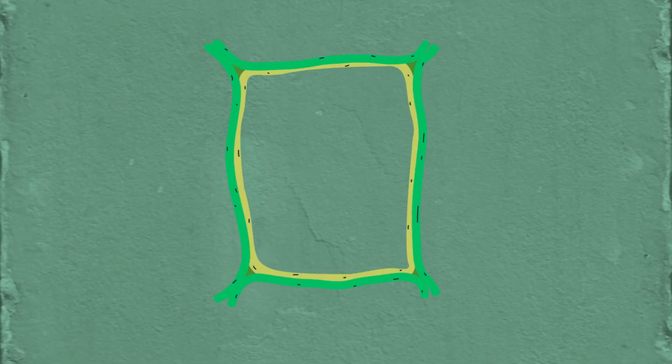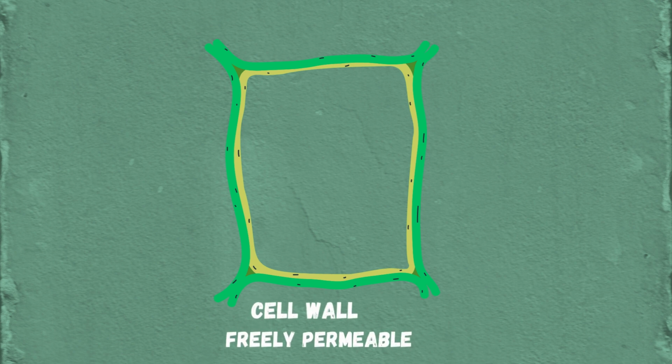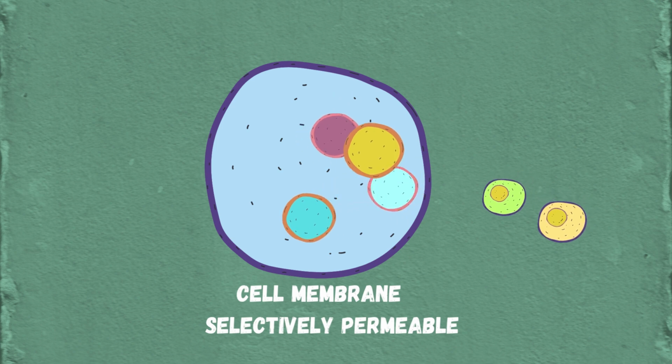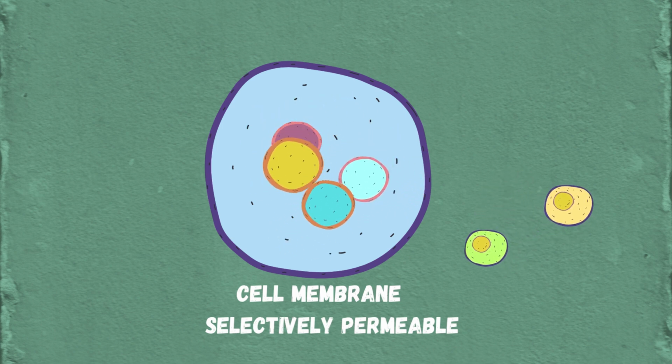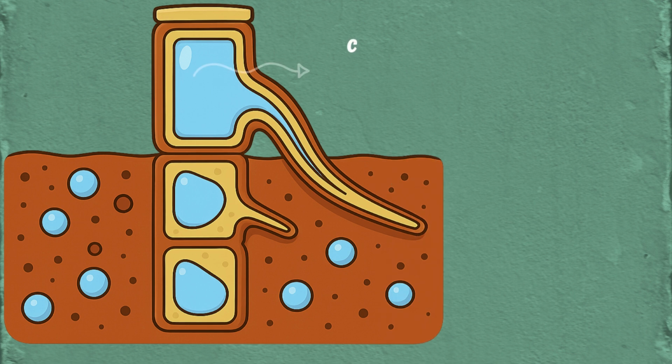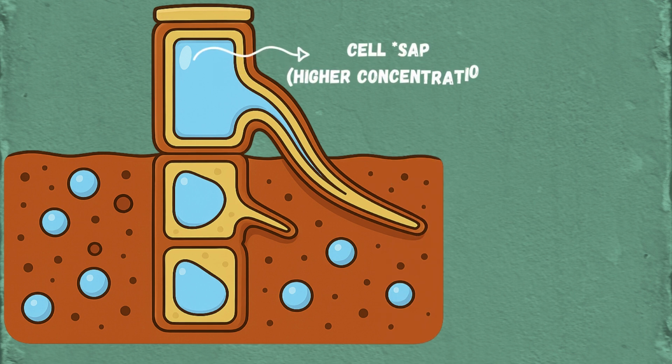Let's learn about that. As I said in the third point, the cell wall is freely permeable. Therefore, it allows all the molecules to pass through it. But the cell membrane is selectively permeable, which means it only allows water and a few selective substances to pass through it.